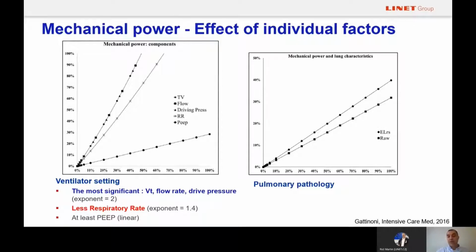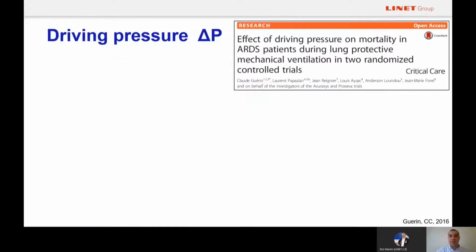It depends on pathology, more on low compliance and less significantly on resistance.